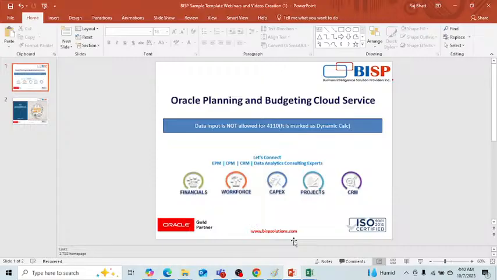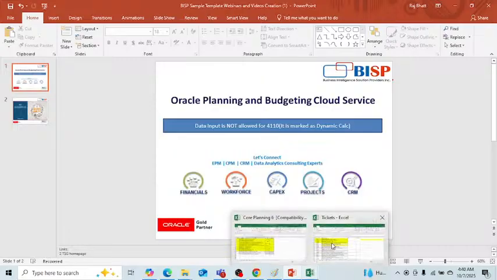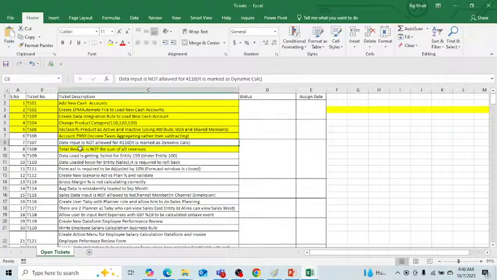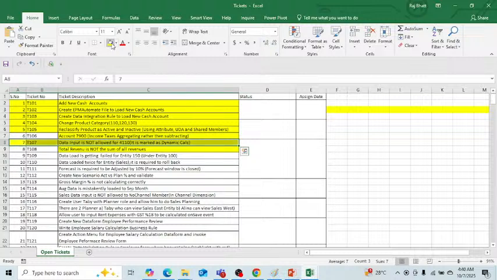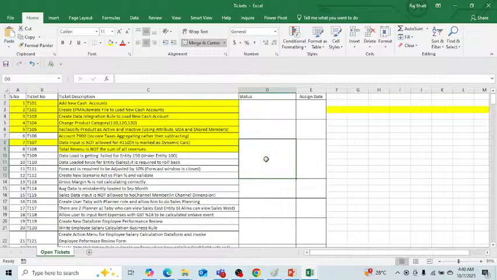Our main purpose was to solve the ticket, which was: data input is not allowed for 4110.